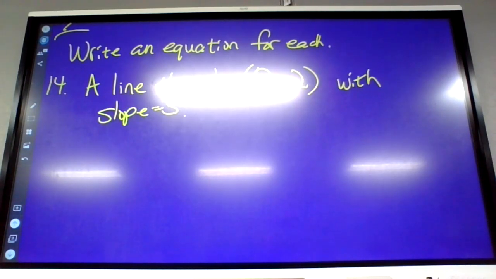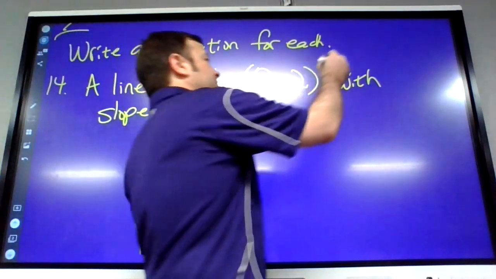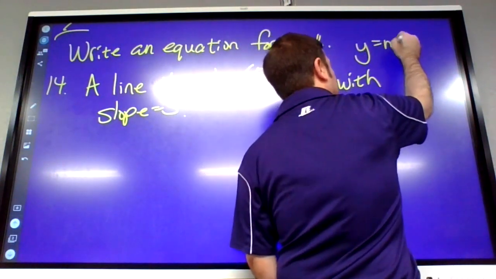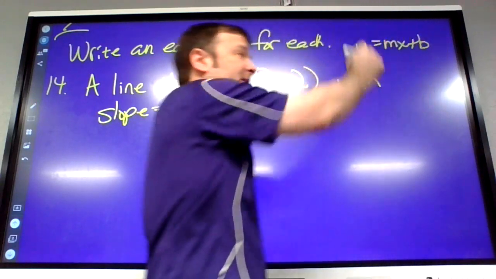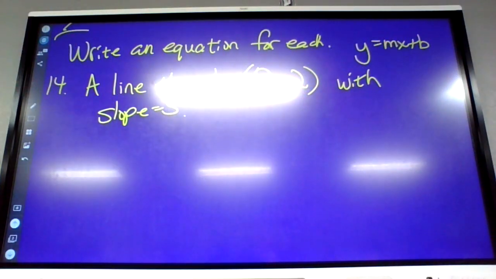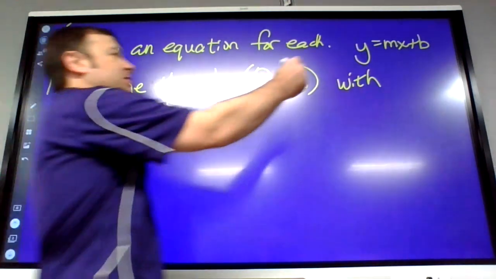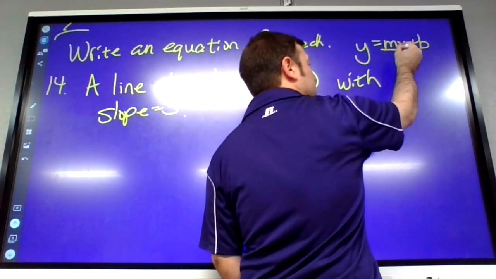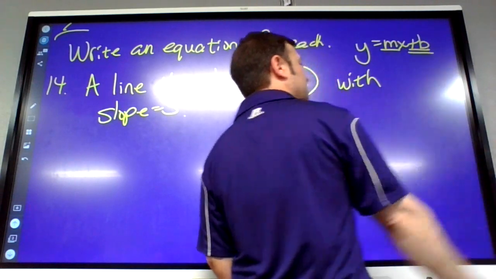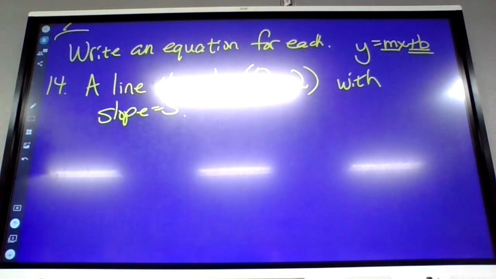So, Miranda, when we write the equations for these, what form did they usually take? Yes. So, y equals mx plus b. For number 14, what does the m stand for? And the b stands for the y-intercept. So what would the slope be on number 14?